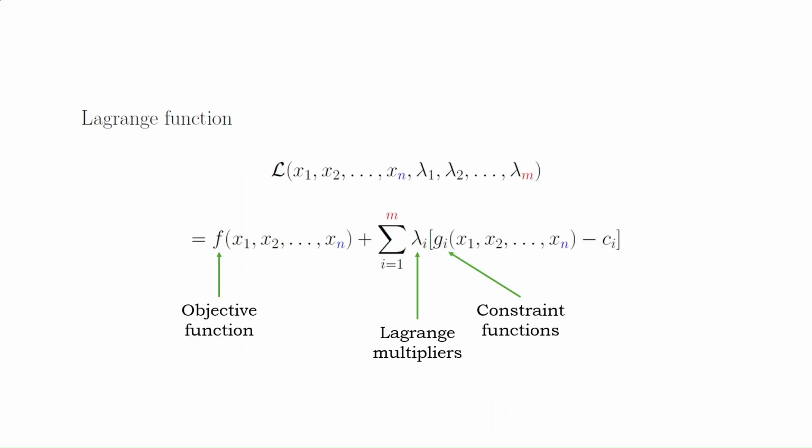We will combine the objective function and the constraints in the so-called Lagrange function, which you see below. It consists of the function f plus the sum of new extra variables called Lagrange multipliers multiplied by each of the expressions that we obtain after having moved all the terms of each constraint equation to one side. So the Lagrange function depends on the n original variables and the m new Lagrange multipliers.